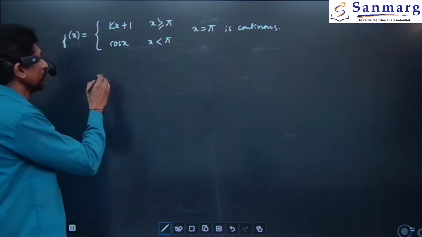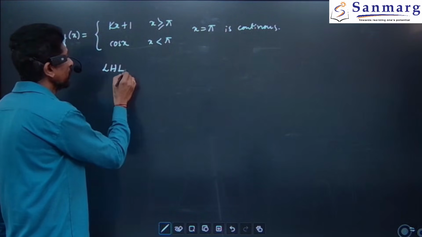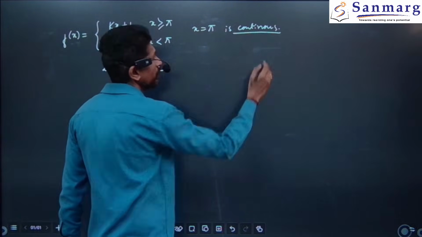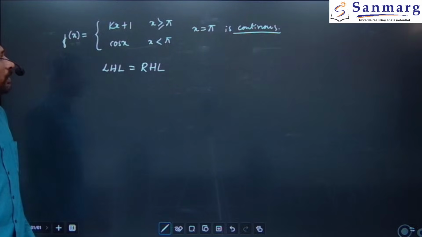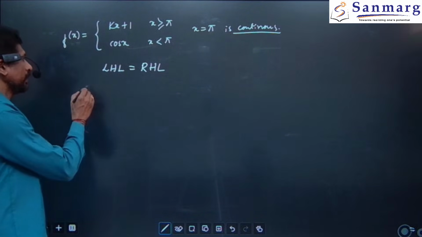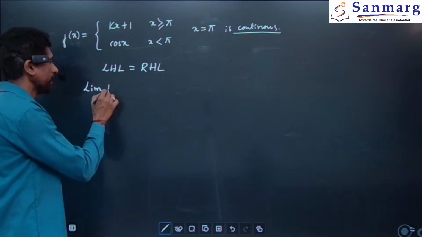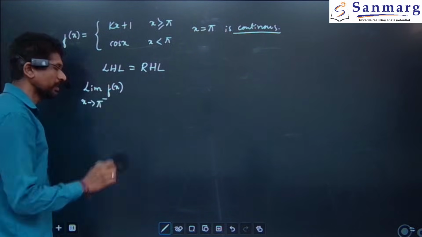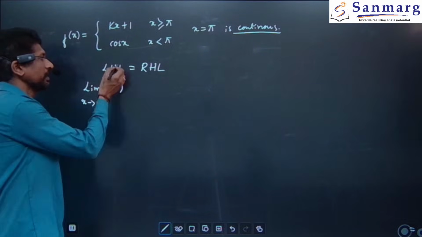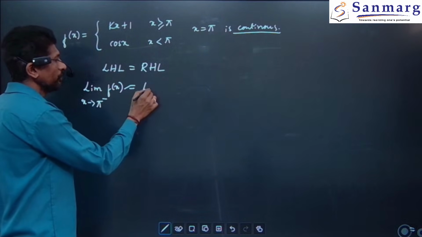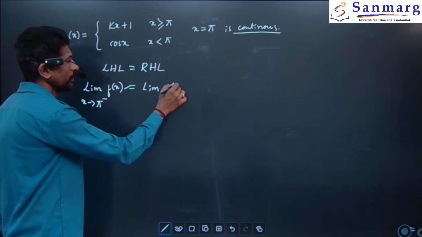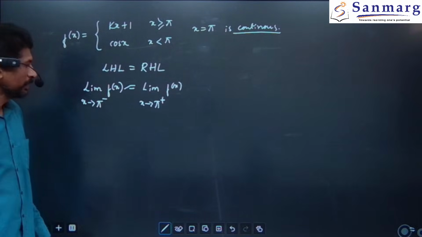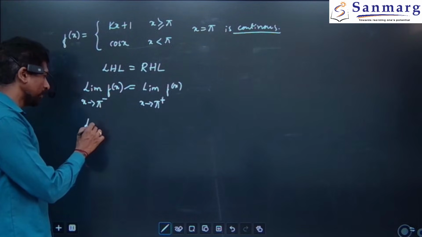Okay. So now I will consider the LHL part and RHL part. I will equate LHL equal to RHL because the function is already continuous. By that only we can find the continuous function. The LHL part is the limit of the function of x, where x tends to pi, but pi you have to mention as pi minus. When pi minus is there, that is the LHL part. In the same way, the limit of the function of x when x tends to pi plus is the RHL part.